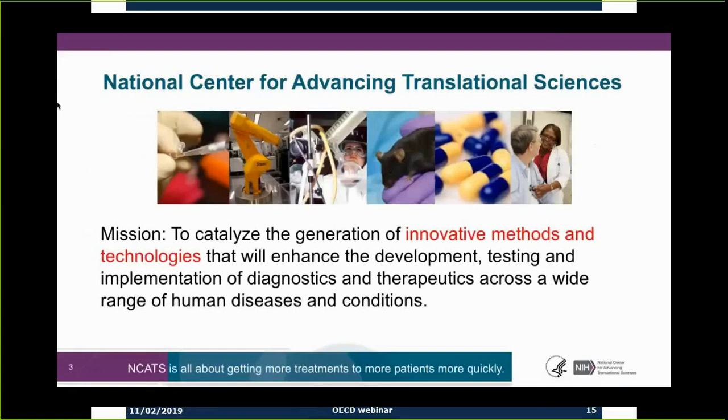The National Center for Advancing Translational Sciences, or NCATS, was established in 2012 by the United States Congress, essentially to address the central issues that are preventing advancements in drug development. It has a central mission of catalyzing generation of innovative methods and technologies that will enhance the development, testing, and implementation of diagnostics and therapeutics across a wide range of human diseases and conditions.